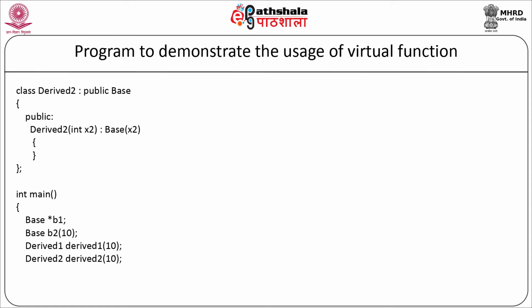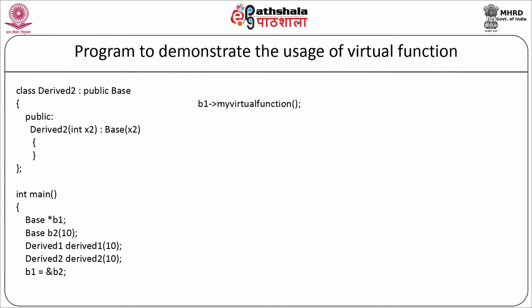Now b1 is a base class pointer which will point to a base class object. So b1 is equal to ampersand b2. So it is a plain base class pointer pointing to a base class object. Now we are calling the function b1 arrow my virtual function. So it will call the my virtual function of the base class.